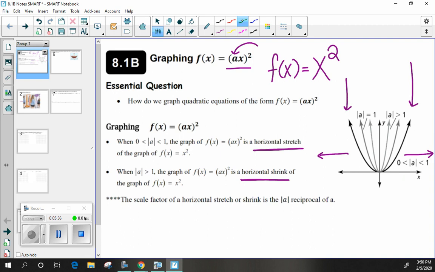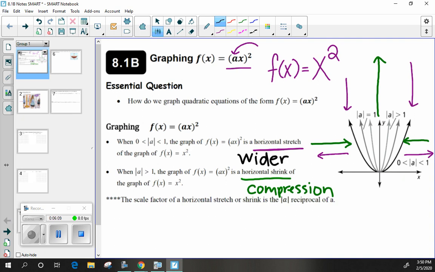Let's change the color here. For a horizontal shrink or compression, we're going to take this graph and squish it together from the left and right, which is going to pull all of our values up. So a stretch is going to make it wider, and a shrink is going to make it narrower.